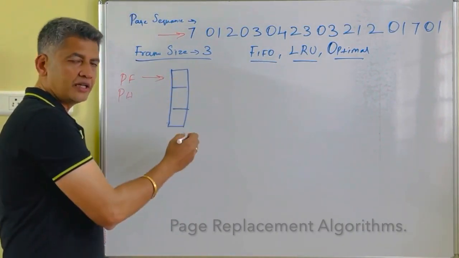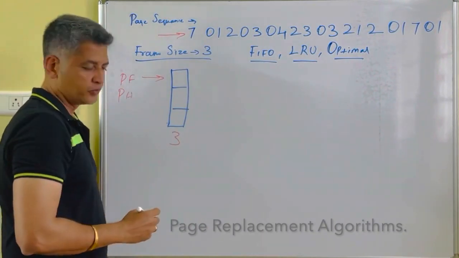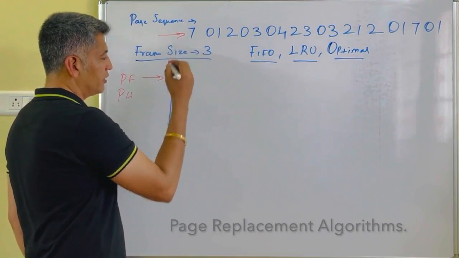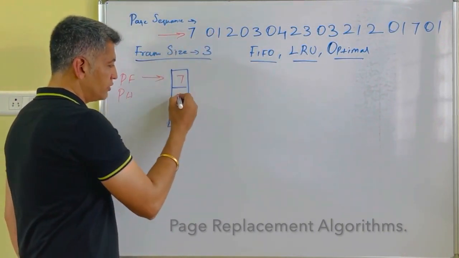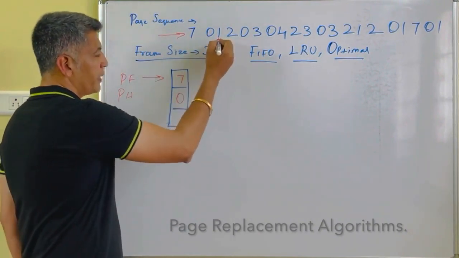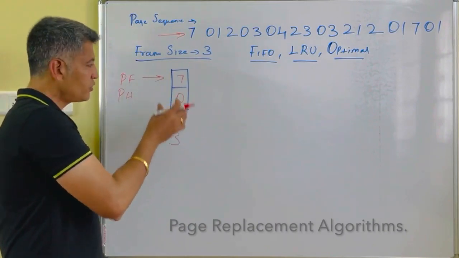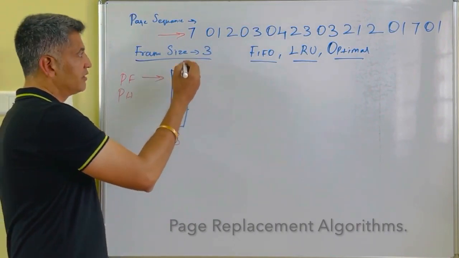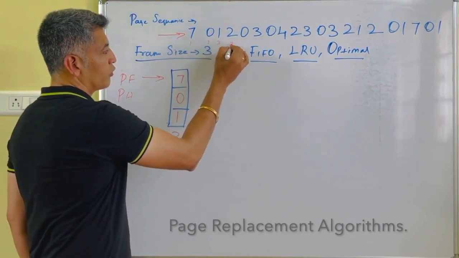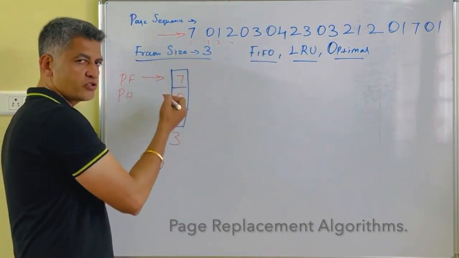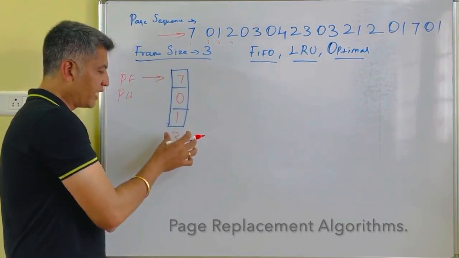Initially the frame is empty, so initially 3 page faults will occur. For page number 7, the first page fault will occur. For page number 0, the second page fault will occur. For page number 1, the third page fault will occur. This is first come first serve, so one by one the pages are entering into the frame. Now the whole frame is completed.